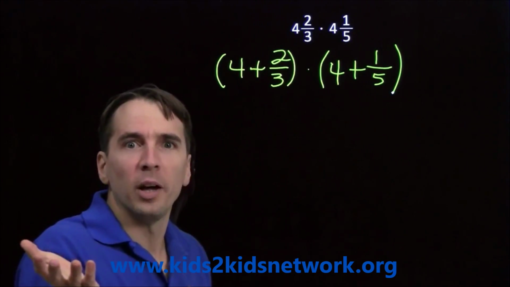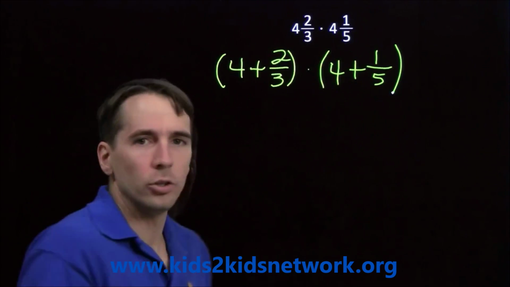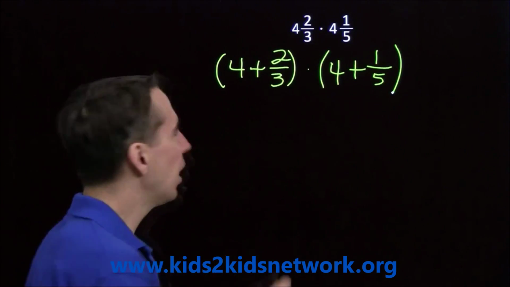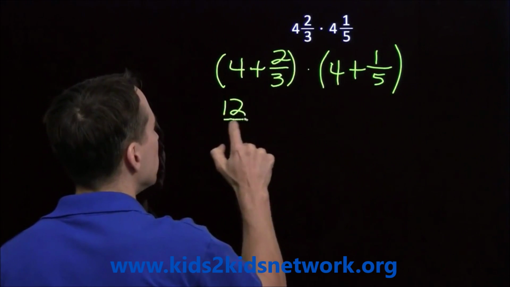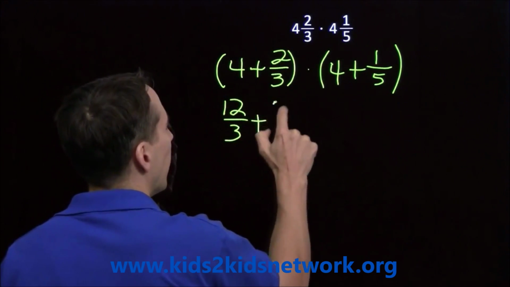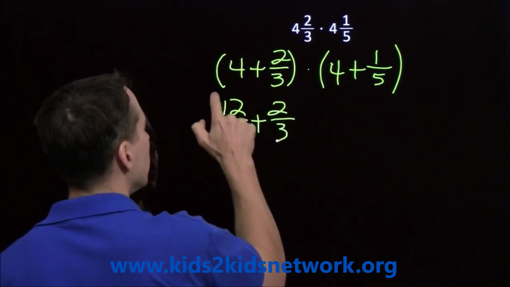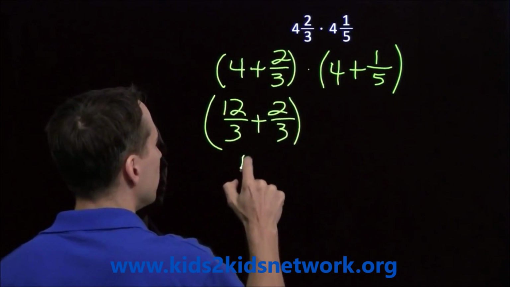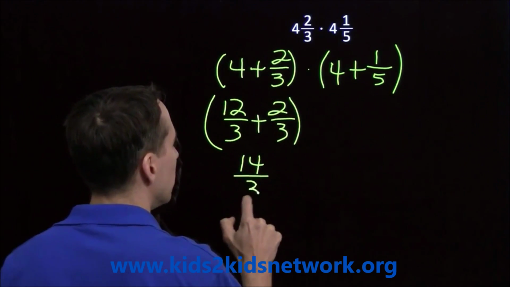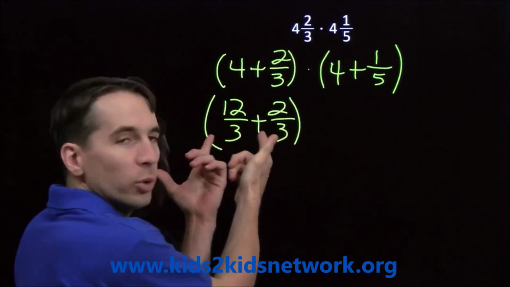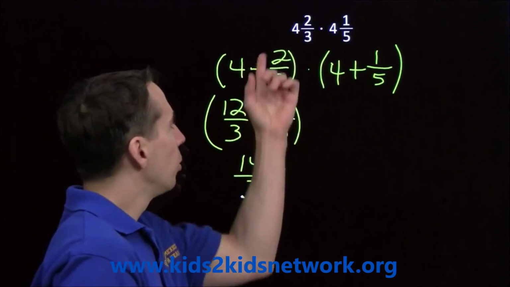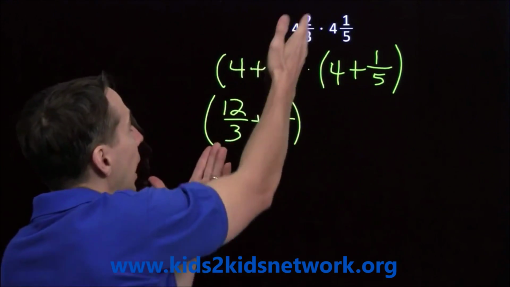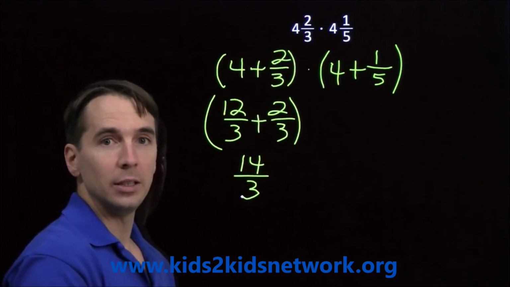Wait, we know how to multiply fractions. If we can just take these and turn them into fractions, then we'll be all set. 4 plus 2/3, well, 4 is just 12/3. So we're adding on the 2/3. 12 plus 2, that's 14/3. We don't even really have to write this out. We can see this right from the beginning. 4 and 2/3. Well, 4 is 12/3. Add on the 2/3, we get 14/3.